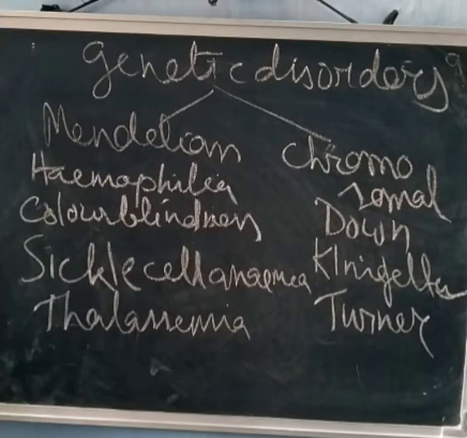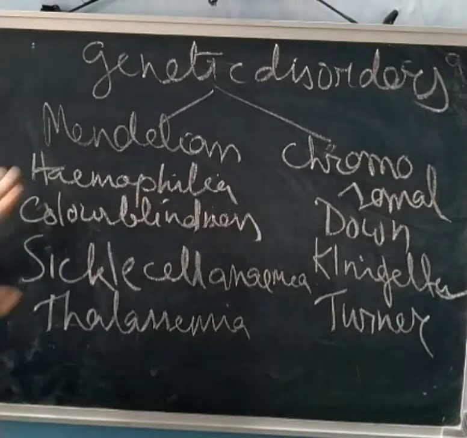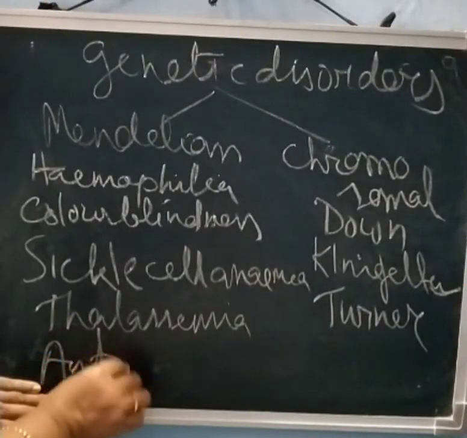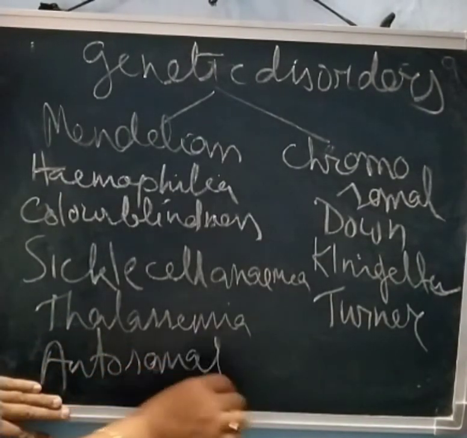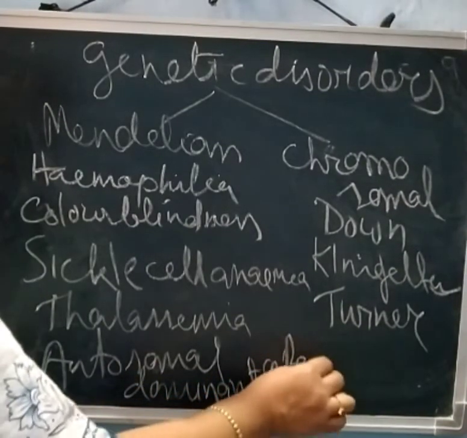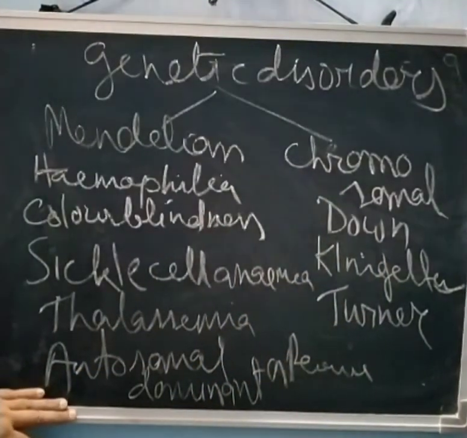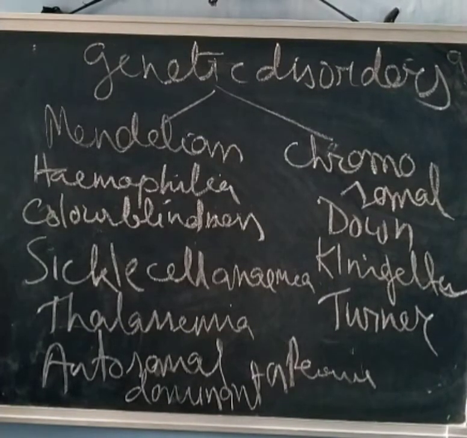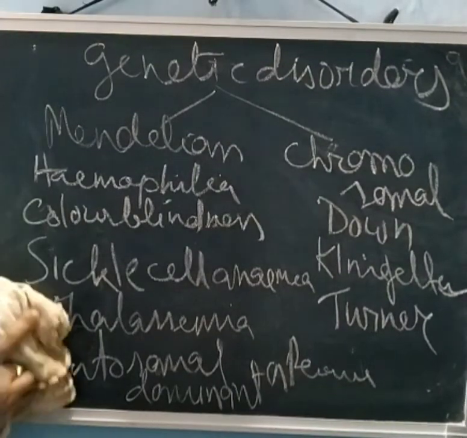Now, Mendelian disorders can be autosomal dominant and autosomal recessive. So these two are different types of Mendelian disorder. When I say autosomal dominant, it means the disease appears in every generation, but recessive means it may be hidden and may express in some generations. So let's discuss one by one all these diseases.